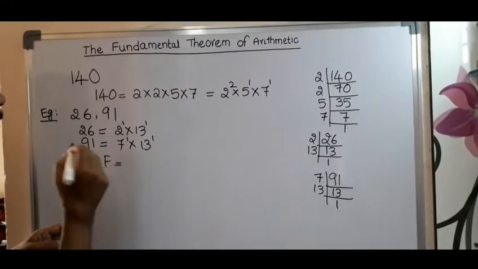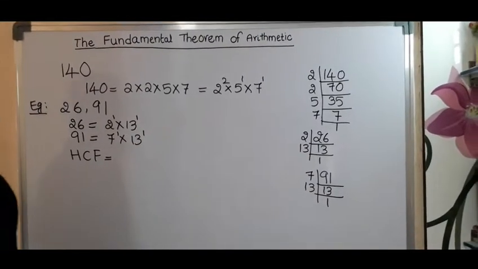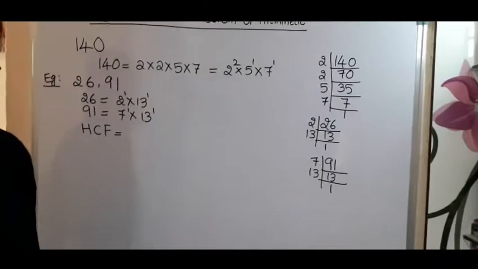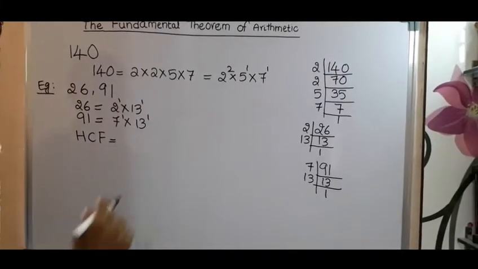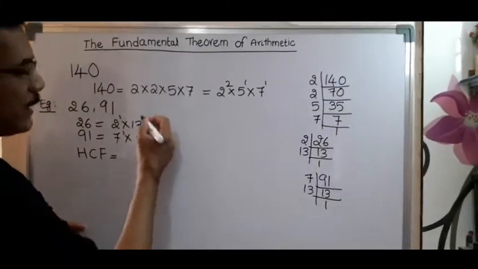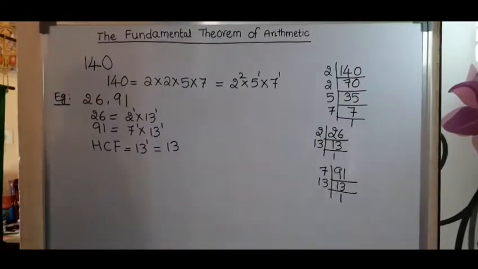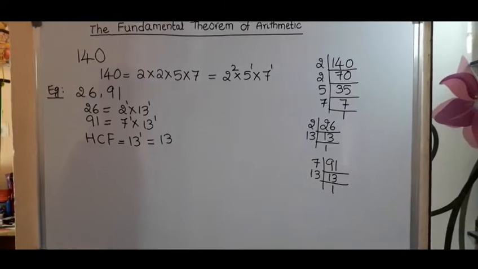HCF is equal to the product of the least powers of the common factors. Here the common factor is 13. So here 13 power 1 is there, 13 power 1 is there. So 13 power 1 is the HCF, that is 13 is the HCF of 26 and 91.